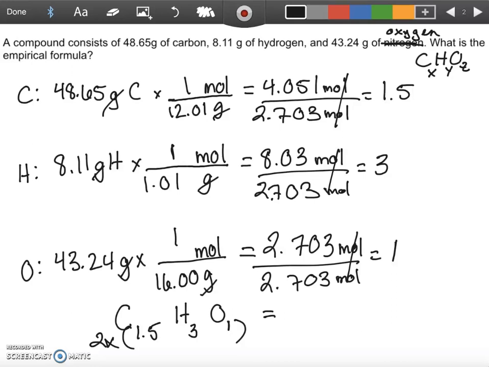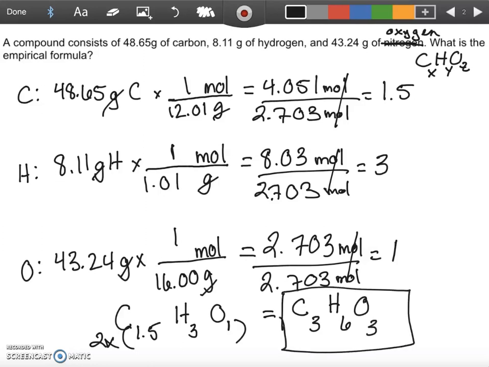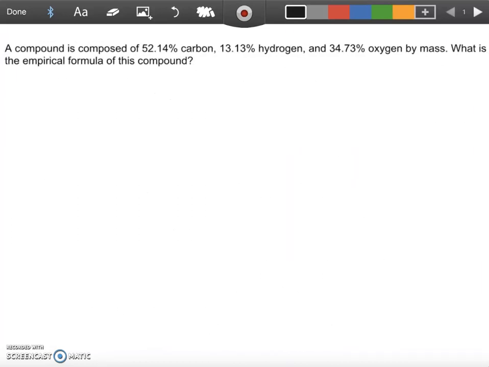So our real empirical formula is C 1.5 times 2 is 3, H 2 times 3 is 6, O 2 times 1 is 3. This is our empirical formula for this problem. Okay, this has to be one of the tougher examples because we were given a decimal here. Let's look at a sample in which case you're given percentages, not the grams.